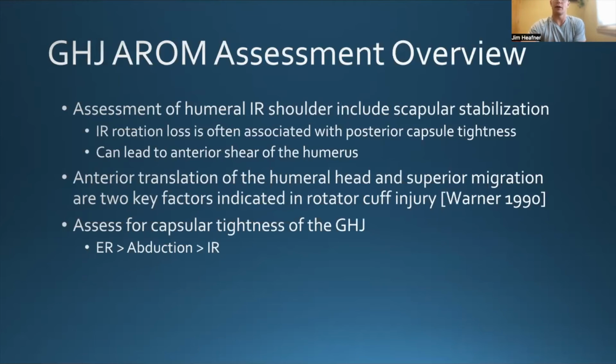When we're doing an active range of motion assessment, humeral internal rotation should include scapular stabilization. Internal rotation loss is often associated with posterior capsule tightness, and it can lead to anterior shear of the humerus, which will impact the rotator cuff and the biceps tendon. What I mean by it should include scapular stabilization is that sometimes when people assess internal rotation, we let the scapula dump with that movement. So you'll see an anterior tilt of the scapula. We need to assess this from a position of staying strong there and not letting it tip forward.